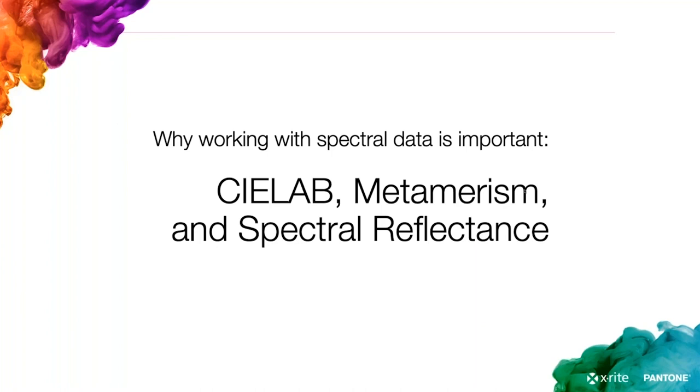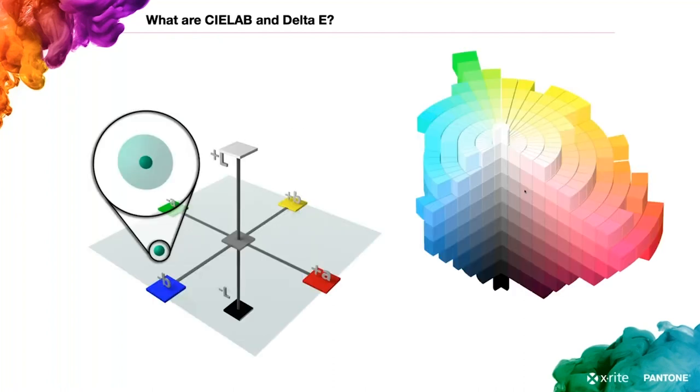So, why working with spectral data is important: CIELAB, metamerism, and spectral reflectance. The way we see colors has been mathematically mapped out so that we can describe all visible colors in the form of numbers, like longitude, latitude, and altitude can describe a location on the planet. Three values in CIELAB can tell us what color we are looking at, how light or dark it is, and how vibrant a color is.